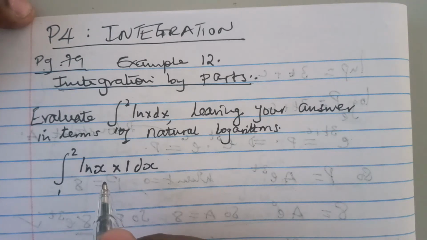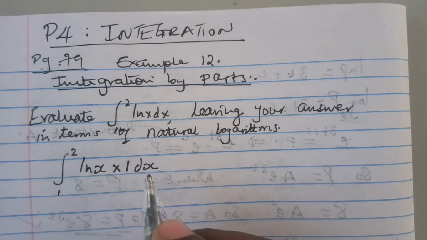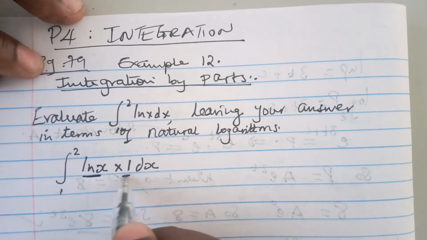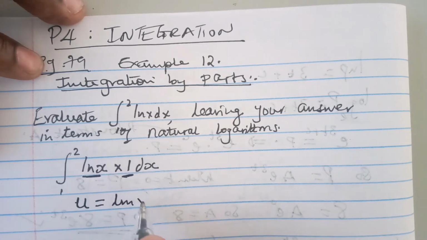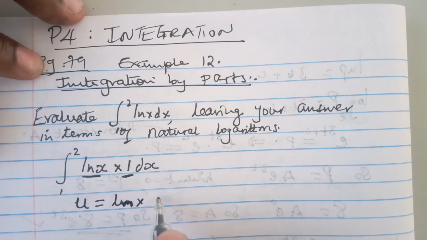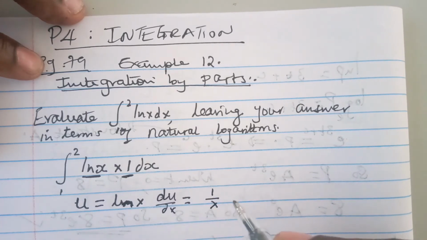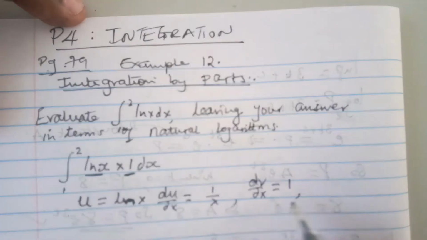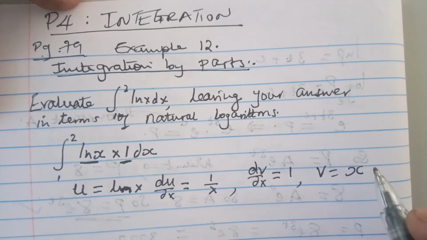Number 2, we must capture the presence of u and dv dx. In this case, because we have two terms, this is one term and this is the other term, I would go ahead and say, let u be ln x, and therefore du dx is of course 1 over x. It goes without saying. At the same time, dv dx now becomes 1, the other term, and therefore v is equal to x. And of course, we know what happens after there.